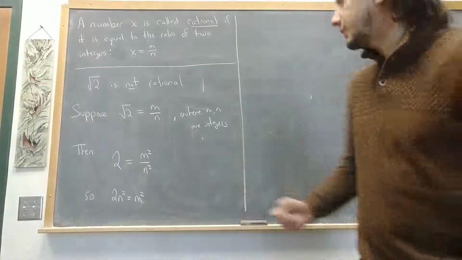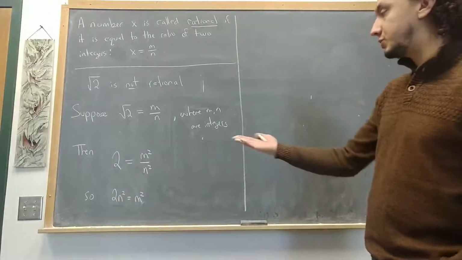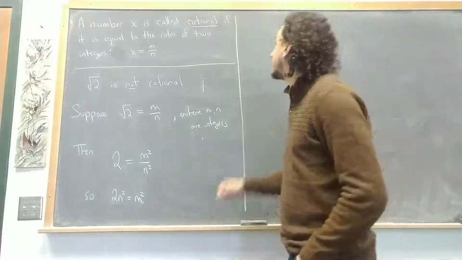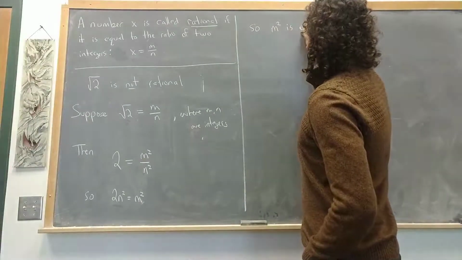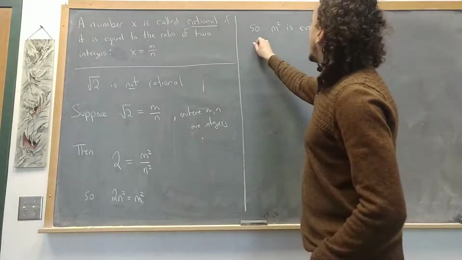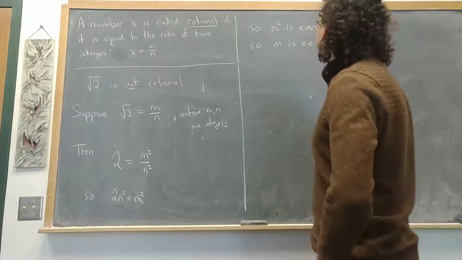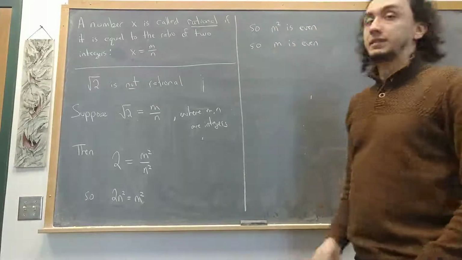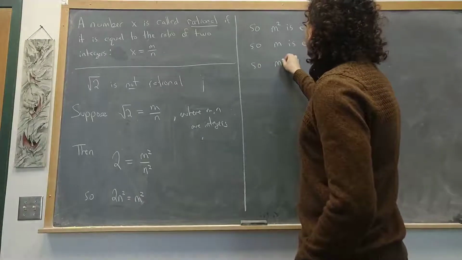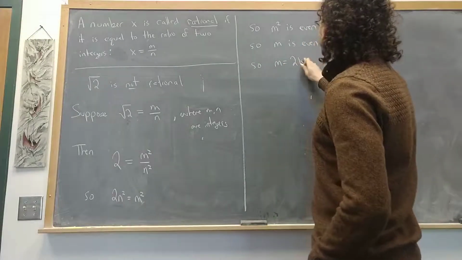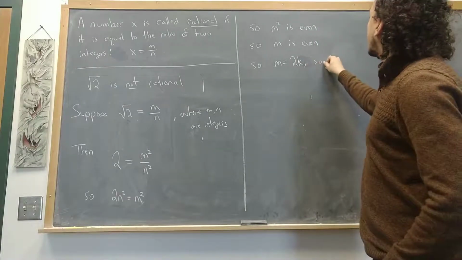What does that give us? Well, the left-hand side of this equation is an even number. It's 2 times something. That means the right-hand side is an even number. So m squared is even, and that means that m is even. It's not hard to see that if the square of a number is even, then the number itself must be even. So that means that m can be written as 2 times something. I'll call it k. m equals 2k for some k.